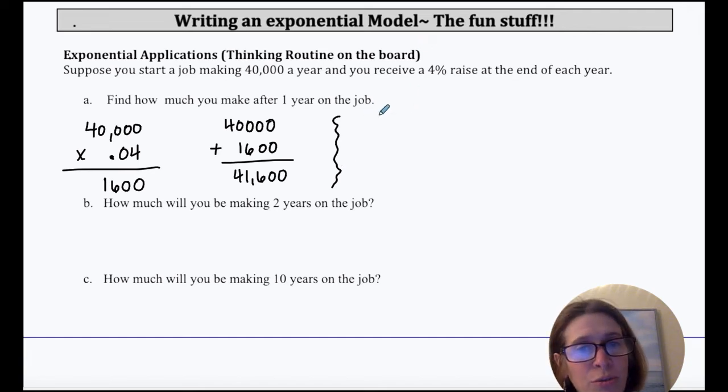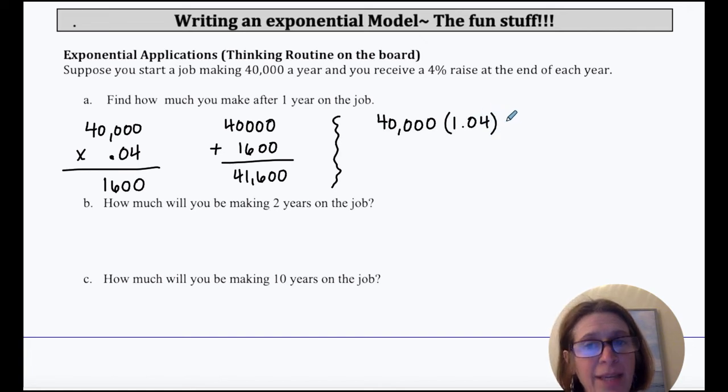That's like I call the long way, right? Or you could do 40,000 times 1.04. Okay, so if I take 40,000 and I multiply it by 1.04, try that on your calculator. What you should get is 41,600. Okay, first of all, I'd like to break that down. Why does that work? Why is it by adding 1?